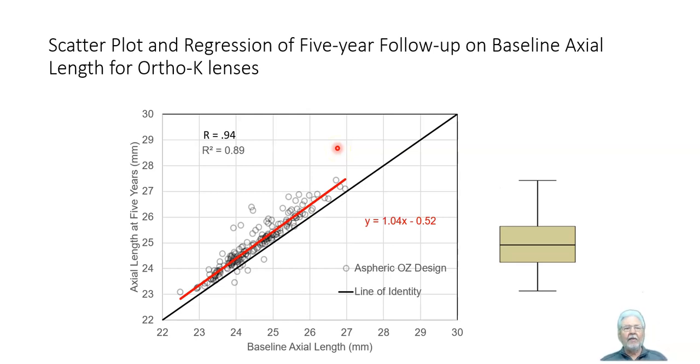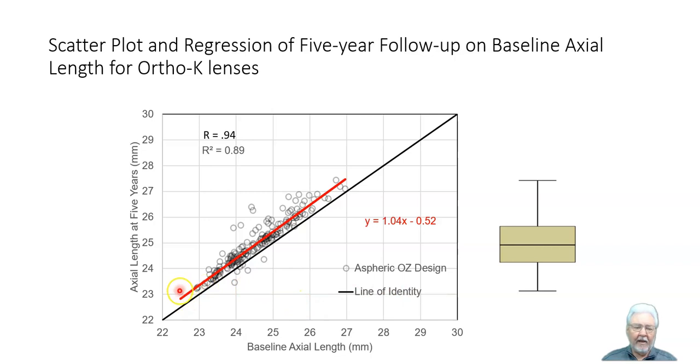So let's start with a simple scatter plot. We have here baseline axial length along the x-axis, and axial length at 5 years on the y-axis. These are data from an orthokeratology study in which subjects either got one type of lens, aspheric, or another type of lens, spherical, and they wore them nightly for 5 years, with the purpose of controlling myopia. In this graph, we're just looking at the aspheric design.